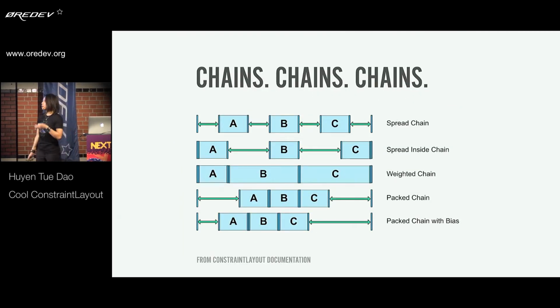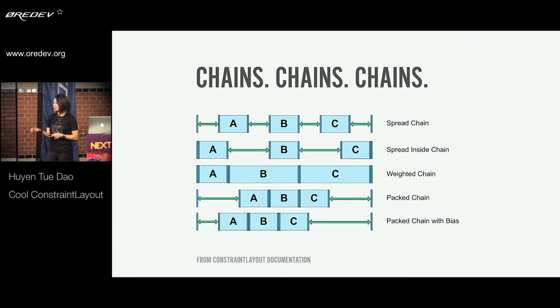So chains are basically linear, so groups of views within a constraint layout that have linear relationships. And a chain is defined as a group of views that have bidirectional relationships. So what that means is that, say in that top chain where I have A, B, C, A is connected to the parent, but also connected to B. B is connected to A and also to C, and C is connected to B and also to kind of like the endpoint, say the parent again. So again, bidirectional, everything's kind of connected to everything else.